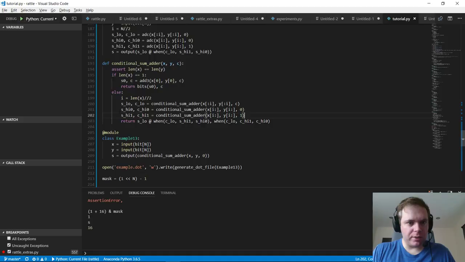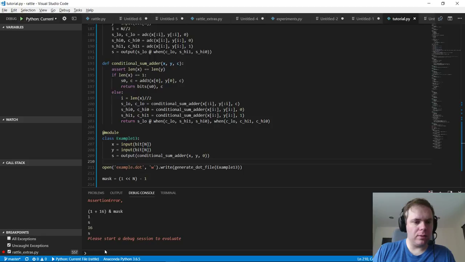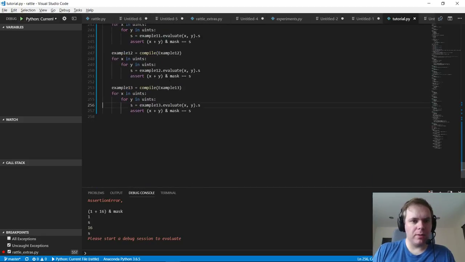S high 0, C high 0, S high 1, C high 1. Then we concatenate S low with S high 1 if C low, otherwise S high 0, and then for the carry out, we select between those. Interesting. So let's see here. One interesting fact is that this seems to have one bit too many, almost like it didn't have the right bit width.